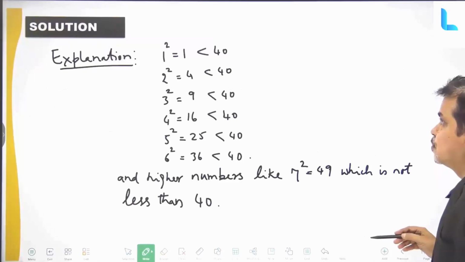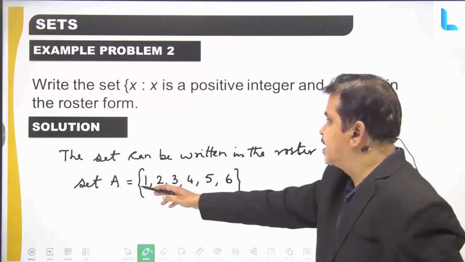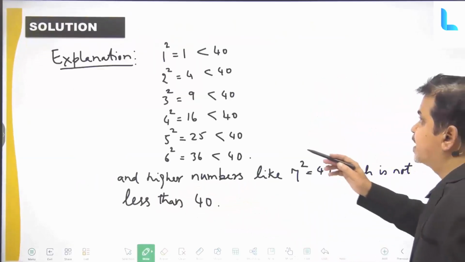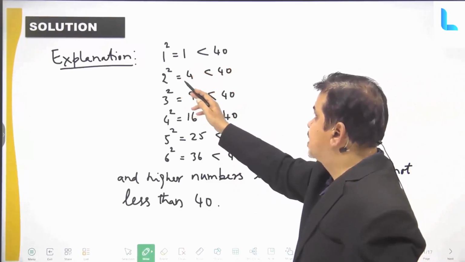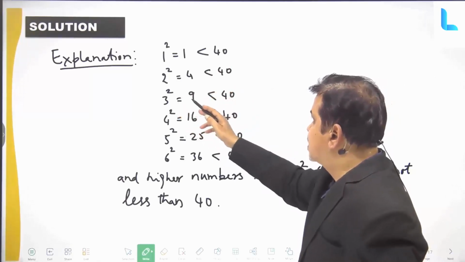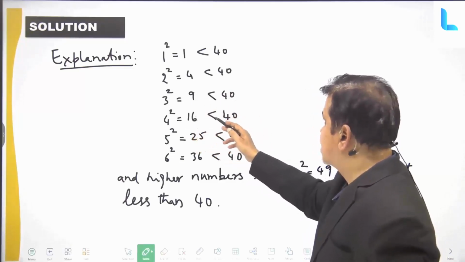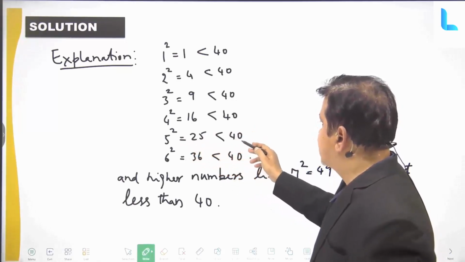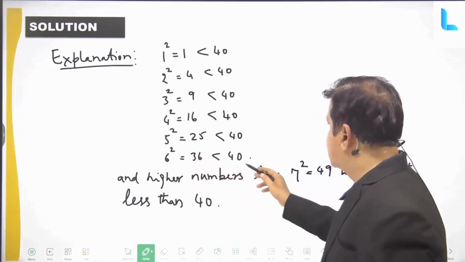Now how do we write this? How did we get the values of set A as 1, 2, 3, 4, 5, 6? It can be explained like this. 1 square equal to 1, which is less than 40. 2 square equal to 4, which is also less than 40. Similarly 3 square equal to 9, less than 40. 4 square equal to 16, again less than 40. 5 square equal to 25, again less than 40. 6 square is equal to 36, again less than 40.